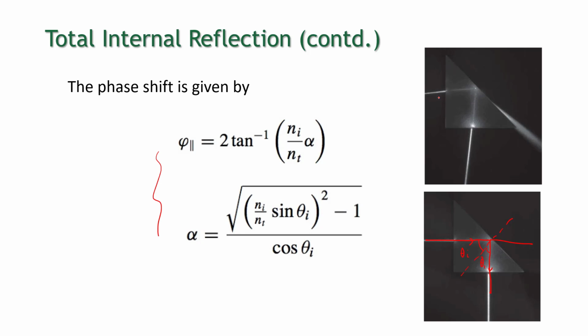If this angle is less than critical angle, you see part of it will be going out. There is some reflection, but there is also refraction. Okay, because this theta is less than critical angle. But when theta I is greater than critical angle, you won't see any light here. Everything would be reflected back.